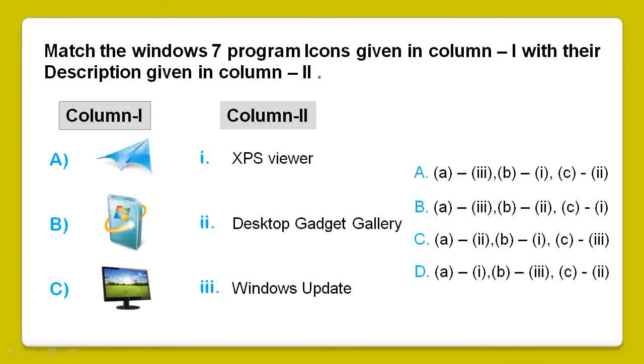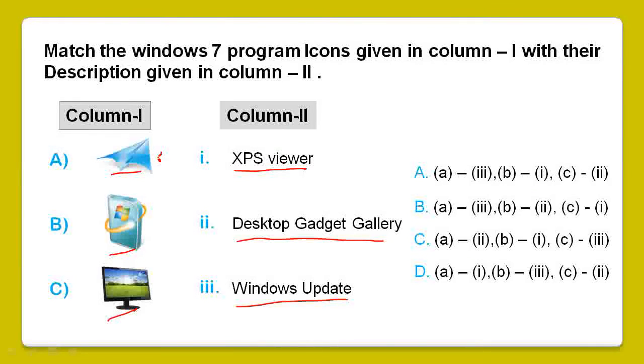Okay, so now I am giving you how to solve this question. As you can see, there are 3 icons here and 3 descriptions here: XPS Viewer, Desktop Gadget Gallery and Windows Update. In this we have to just match the correct answers, and there's no calculation or anything required. So what's the answer?